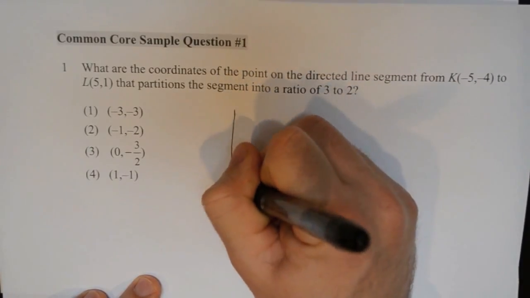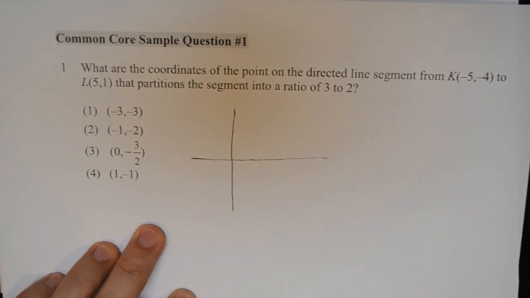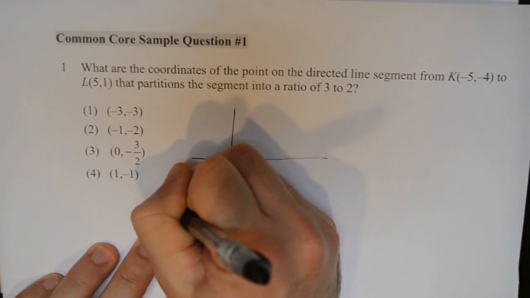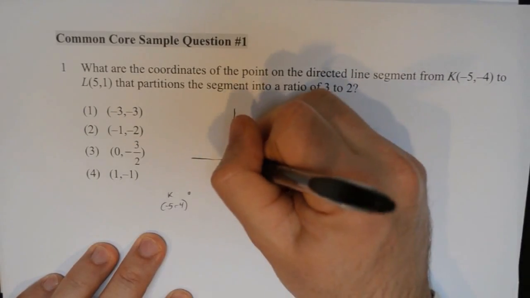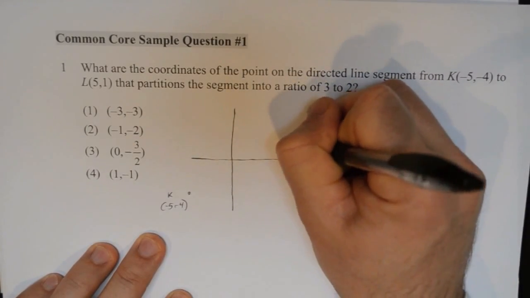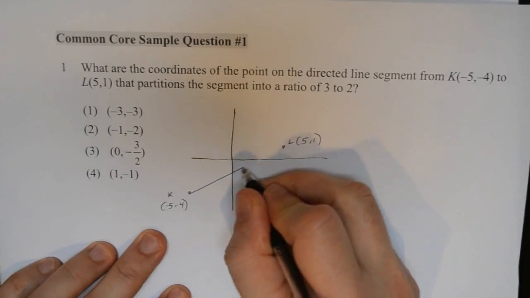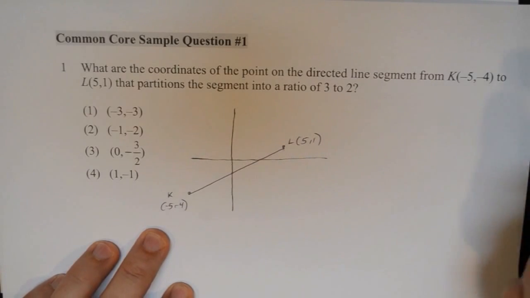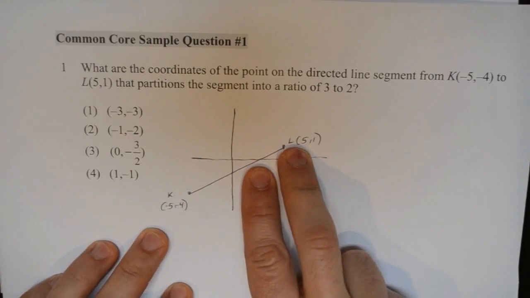So, whoops, looks like my pen is getting a little bit light there. I'll swap that out. So K, (-5, -4), I could put that perhaps down here. And L, (5, 1), I'll put that perhaps over here. And so what they're asking me to do is break this line segment into the ratio 3 to 2. That means that I need to find some measurement where 3 times that number fits into that space and 2 times that number fits into that space.